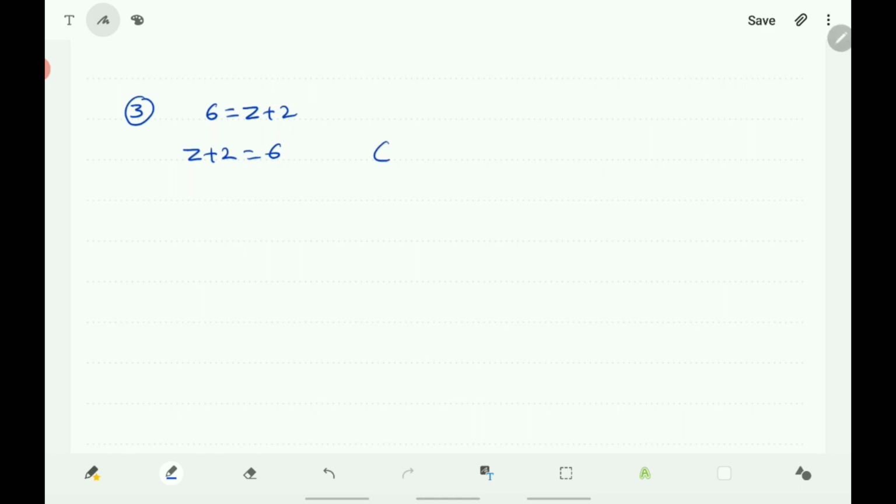What have you done here? Here LHS and RHS are exchanged. LHS is transferred to the RHS, RHS is transferred to the LHS. Next you transfer 2 to the RHS, it becomes z is equals to 6 minus 2. What you have done here?